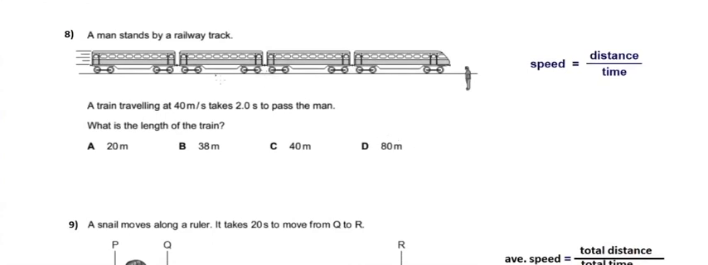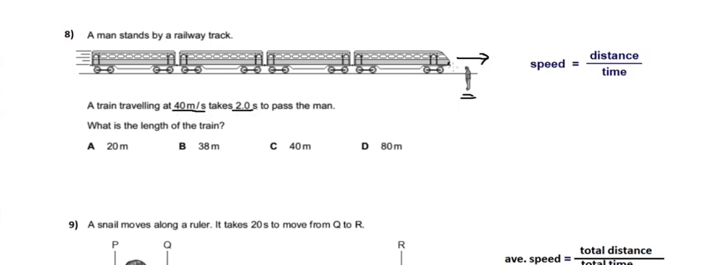Then question number 8: a man stands by a railway track. This man is over here. A train traveling at 40 meters per second takes 2 seconds to pass the man. What is the length of the train? So you can see this train is traveling in this direction with 40 meter per second speed, and it takes 2 seconds to pass the man.